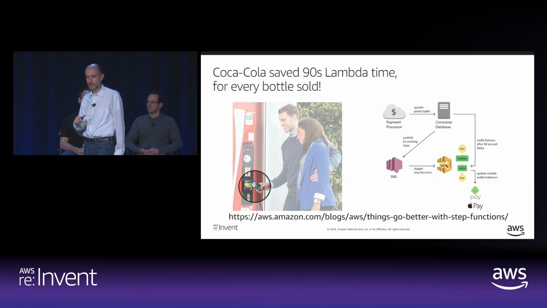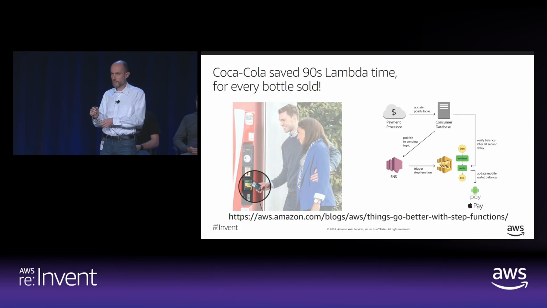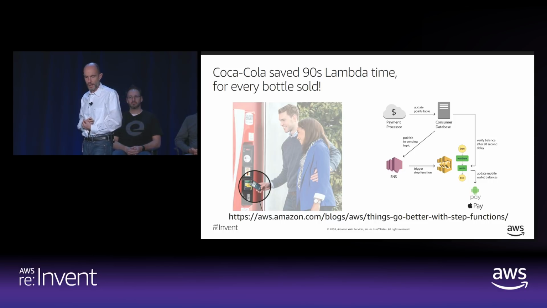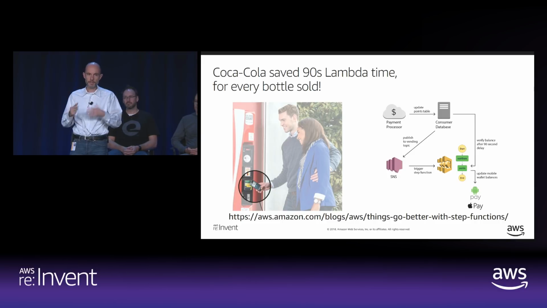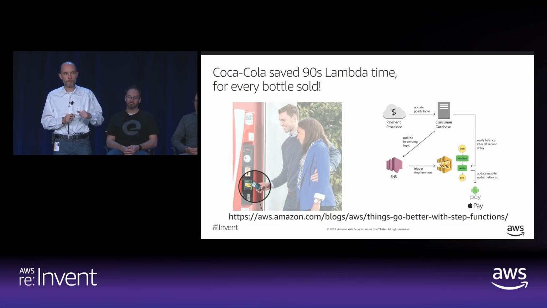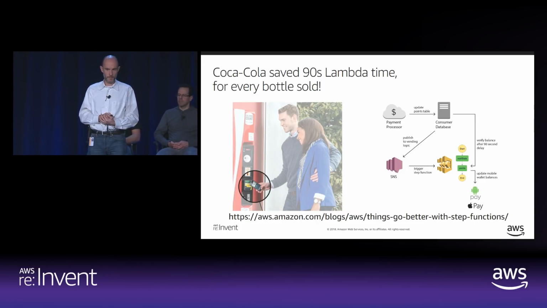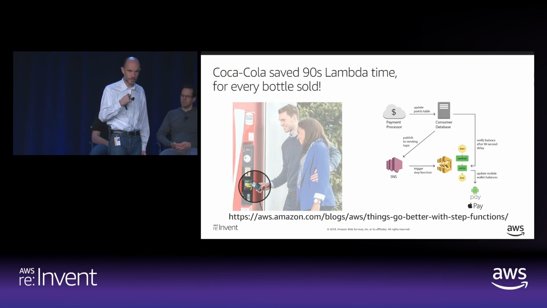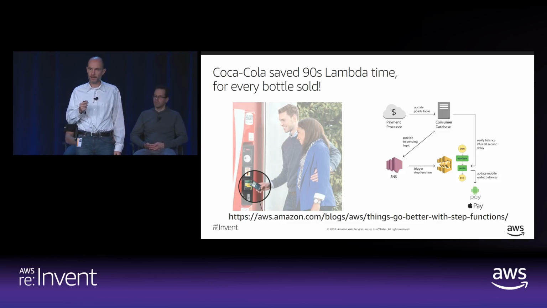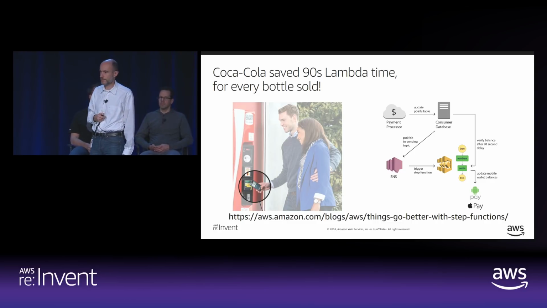And the Lambda function waited 90 seconds, and then it asked the process, okay, are we done here with the loyalty thing? Is everything okay? And then it would do its thing. In this case, the customer replaced the Lambda function with a very simple Step Functions approach. Update the points, wait 90 seconds inside Step Functions, and then check if everything went through. So Coca-Cola now is saving 90 seconds of Lambda execution time for every bottle they sell in their vending machines. That adds up to quite a lot of savings here.